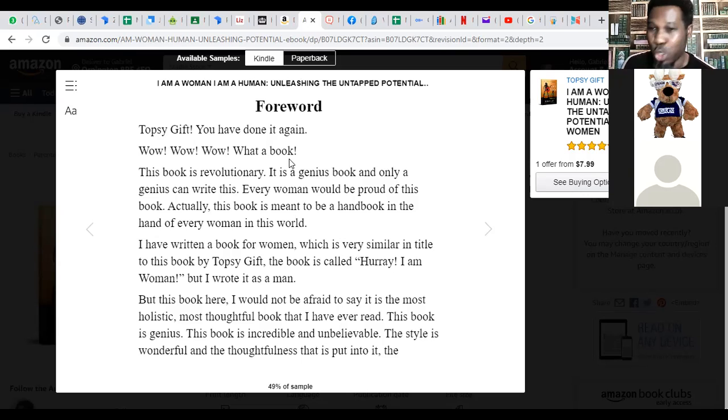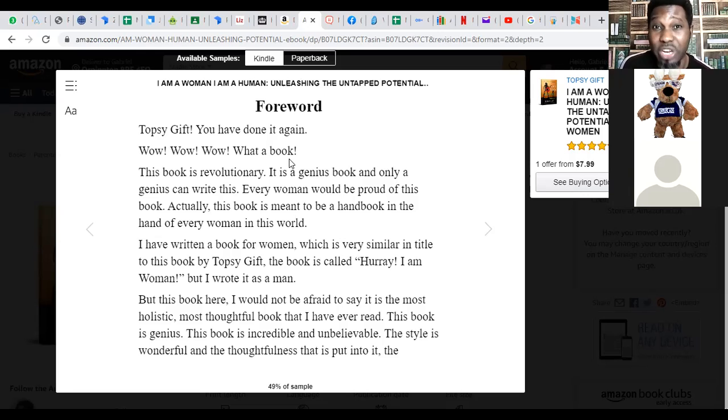So it means that you are not the one to write your foreword. Who can write a foreword for you? Your mentors can write a foreword for you. So if you have a mentor, your mentor can write a foreword for you. Maybe you know somebody who is very popular.